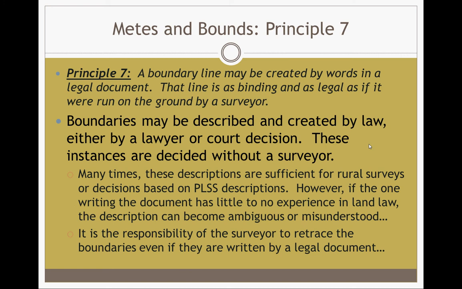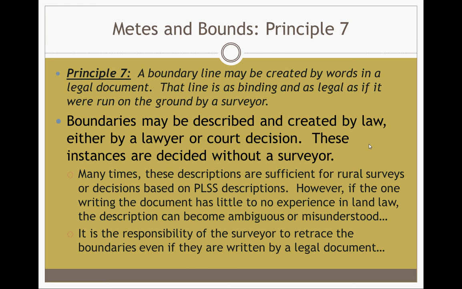These instances could be decided without the surveyor when it comes to law, because remember, we're not lawyers. We don't have anything to do with the law other than we follow the law. We just abide by it. Many times these descriptions are sufficient for rural surveys or descriptions based on PLSS descriptions. So if I have the northwest quarter of the northwest quarter of Section 8, well, that description is a PLSS description. There's no need for a meets and bounds.